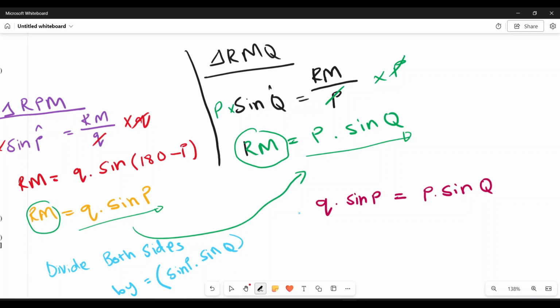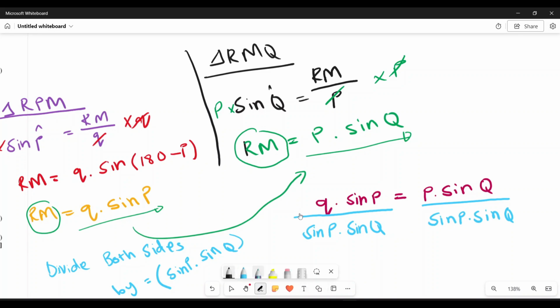So basically, let me go about doing that. I'm going to divide this side by sine P multiplied by sine Q. What I do on the left, I must also do on the right: sine P multiplied by sine Q. All right. Now, note that if we do that, on the left-hand side, the sine P is going to cancel out with the sine P. So you're going to be left with Q over sine Q.